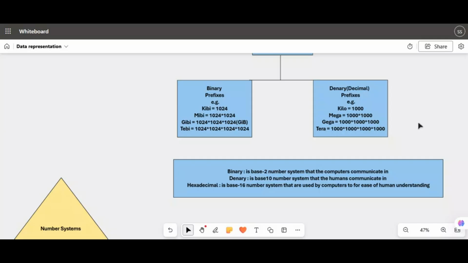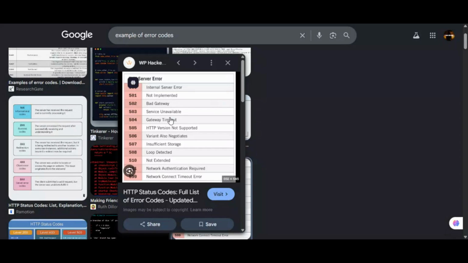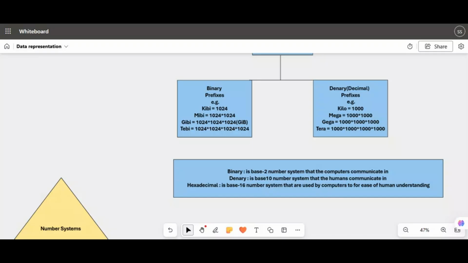We know what binary is used for computer systems, what decimal is used for the humans to communicate, and what hexadecimal is used for: easing out what the computer has to say. Because we cannot start memorizing, for example, in case of 501, if it was a long text of 24 bits, would one be able to easily recognize it or compare it with this sheet? That would be so hard. So that's what we do. We use, you can say, abbreviations kind of things for that.